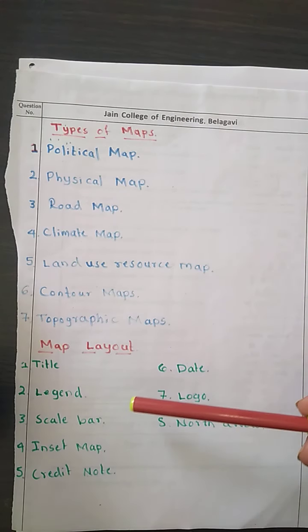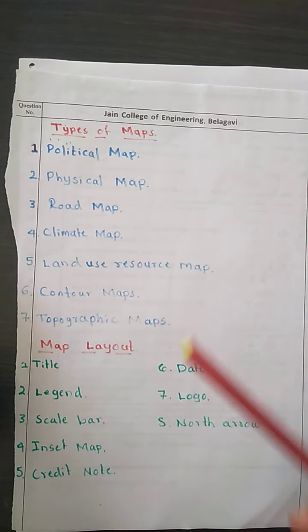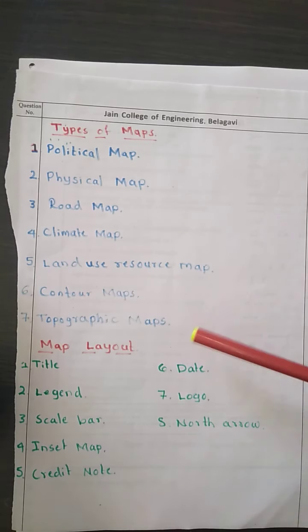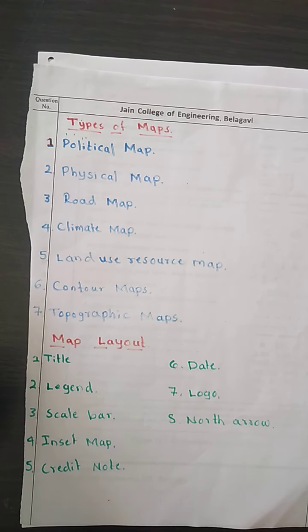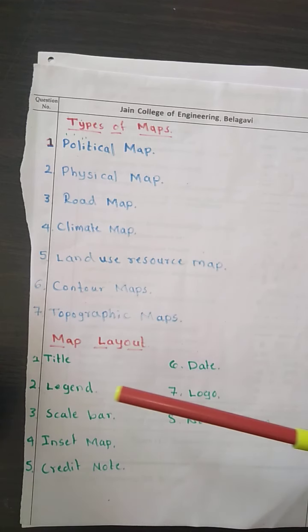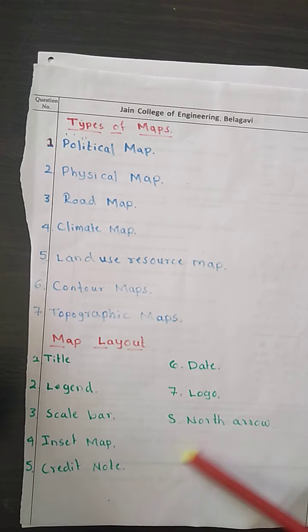In that we have 7 different types of maps: political, physical, road, climate, land use resource, contour maps, and then topographical maps. Now we'll see how the map layout should be. The map layout should consist of the title, legend, scale bar, inset map, credit note, date, logo, and north arrow.